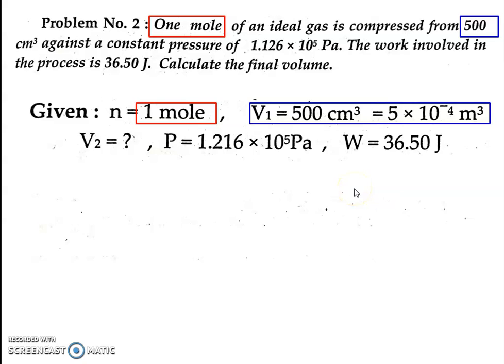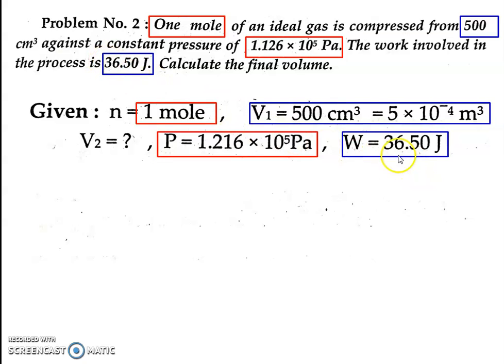Actually 1 cubic centimeter is equal to 1 into 10⁻⁶ cubic meter. So 500 cubic centimeter is equal to 500 into 10 raised to minus 6 cubic meter, or 5 into 10 raised to minus 4 cubic meter. Then the external pressure is given, it is 1.216 into 10 raised to 5 Pascal. Then the work involved in the process is given. It is positive, meaning work is done by the surroundings on the system, a compression type of work, 36.5 joules. We just have to find the final volume, that is V2.